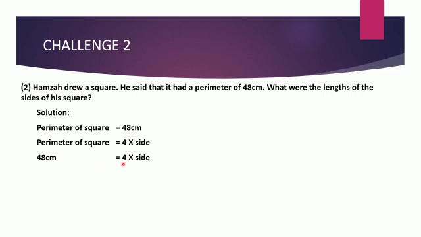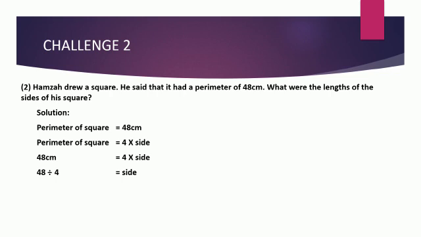Here you can see 4 is multiplied. We want only side, so we want to remove 4 multiply. When 4 is moved to the other side of the equal to, it will be changed into divide. So it will be 48 divided by 4.